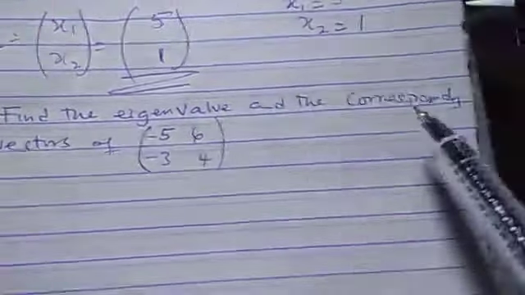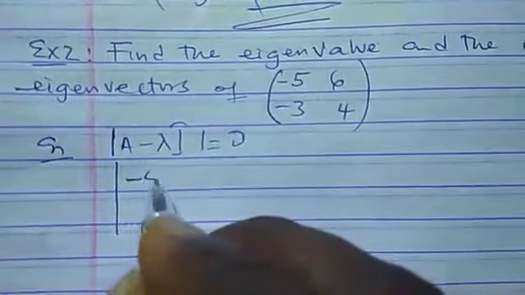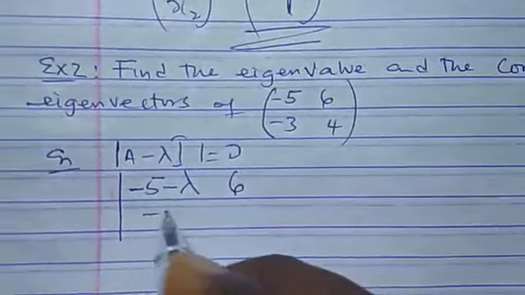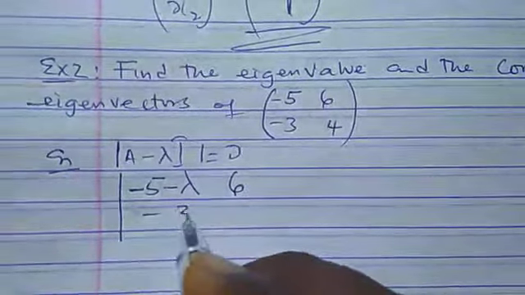A minus lambda I is equal to 0. So that is, you just subtract lambda from this diagonal. So this will be minus 5 minus lambda, 6, minus 3, 4 minus lambda, equal to 0. Then we now need to solve. We now need to find the determinant. How do we find the determinant?